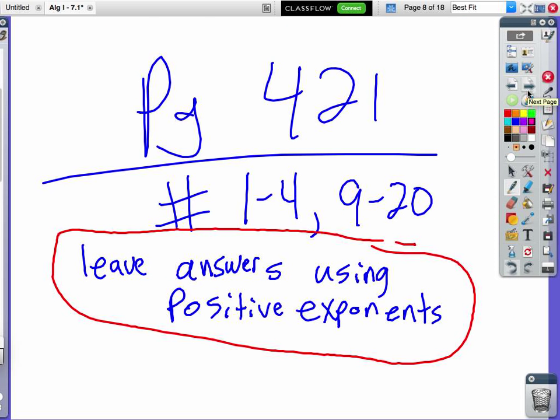That's it. Here's your assignment. Like it says, leave answers using positive exponents. Good luck.